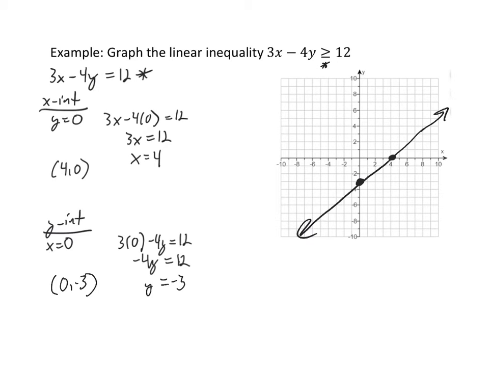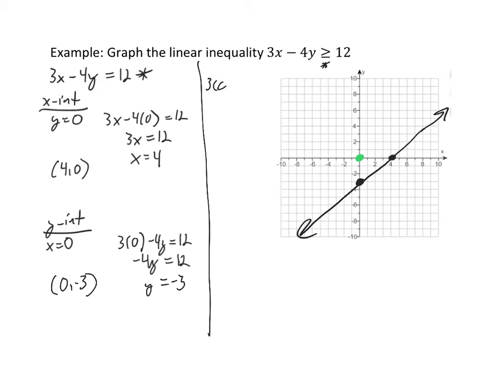Now we're almost done, but we want to decide which way we're going to shade. To determine which way we're going to shade, we're going to pick any point on this graph that is not actually on the line. So I'm going to pick one that's very easy math to do. I'm going to pick the point (0, 0) right here and plug it in and see if it makes this equation true.